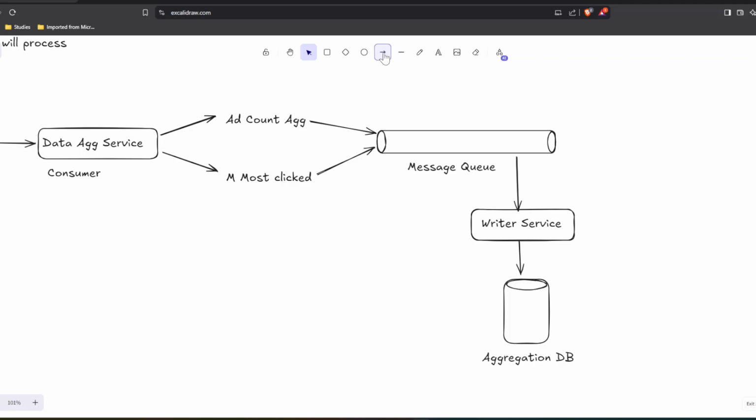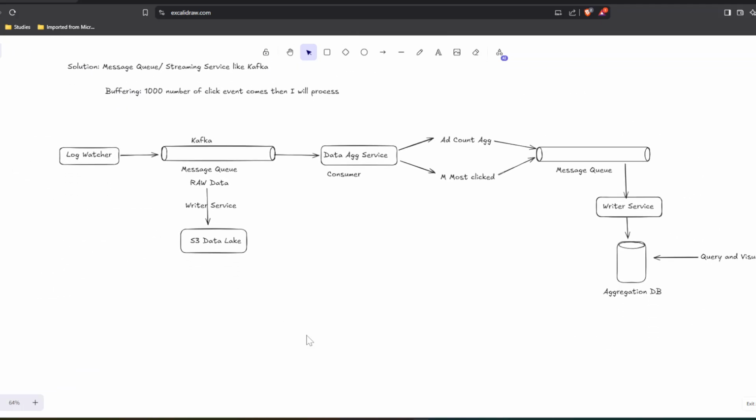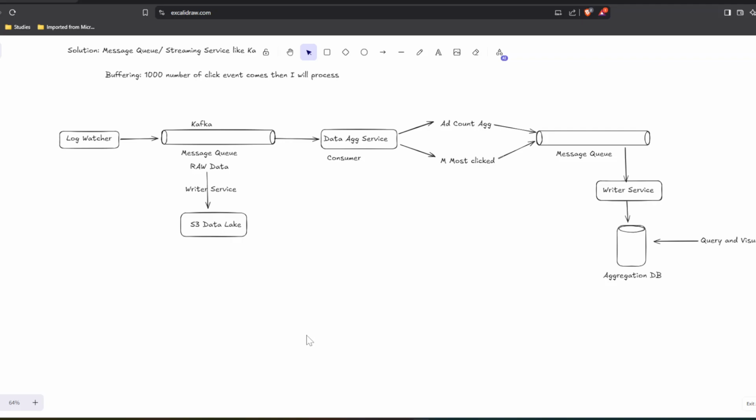And into this aggregation DB, the querying and the visualization will be done by a user. So if I just zoom out a little bit, this is the very high level design that we were looking at. Now we will go into the nitty gritty of it.